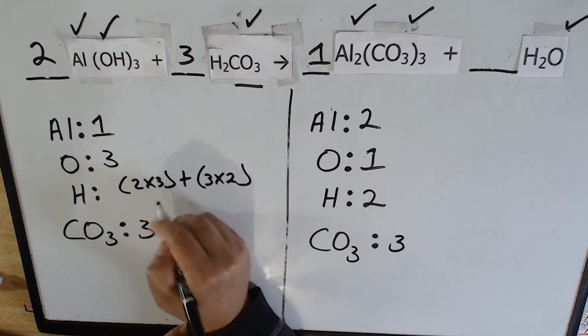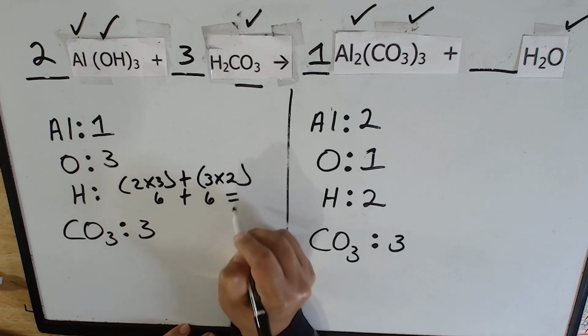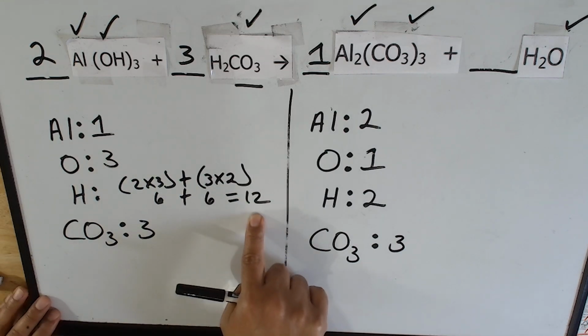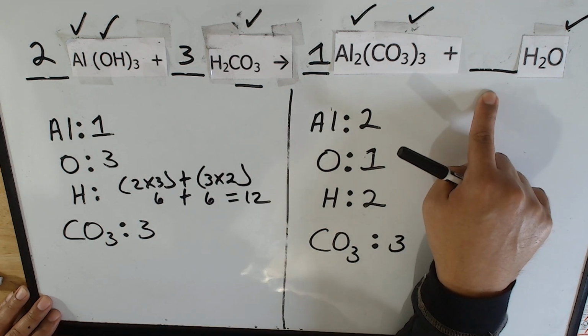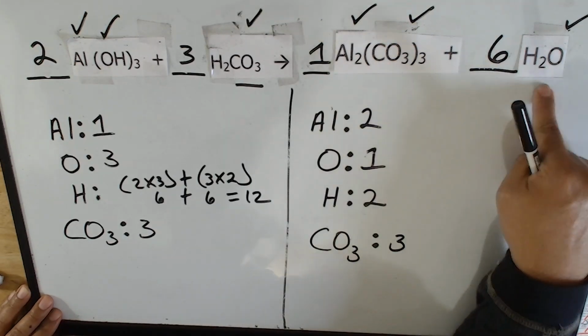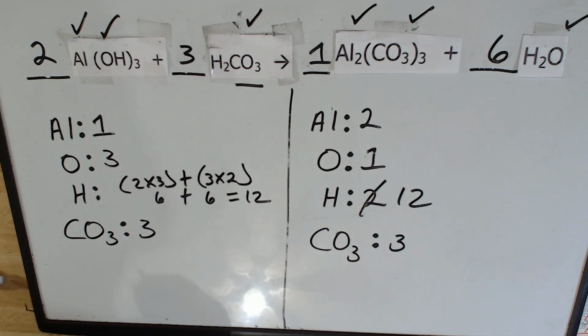2 times 3 is 6. 3 times 2 is 6. 6 plus 6 is 12. So I need 12 hydrogens in the product side. How do I do that? I write a coefficient of 6. 6 times 2 is 12. And then at this point, we have balanced everything.